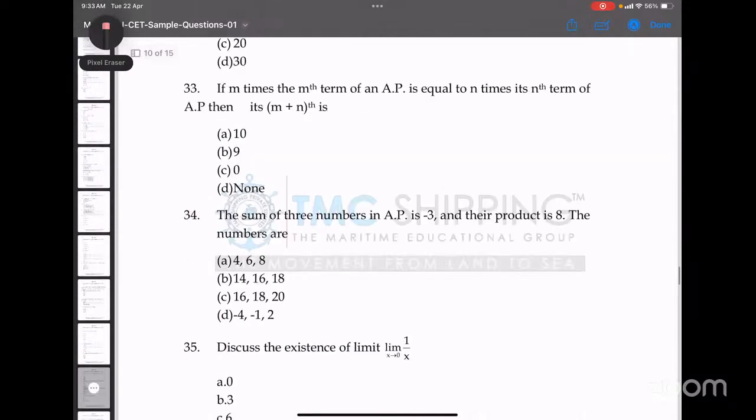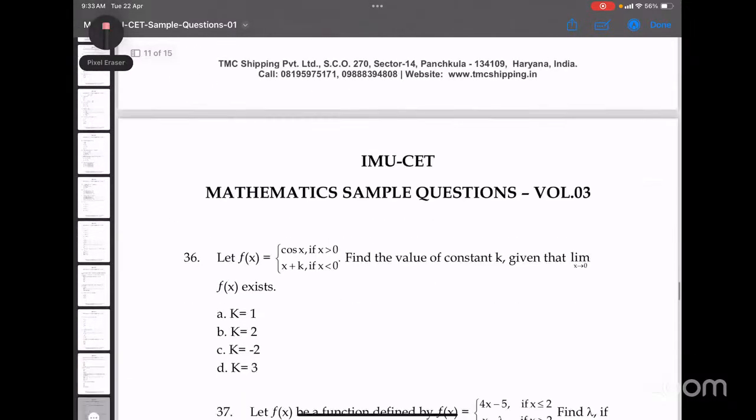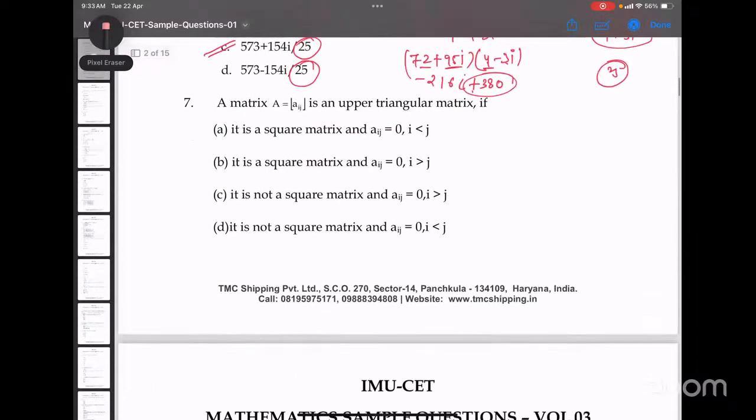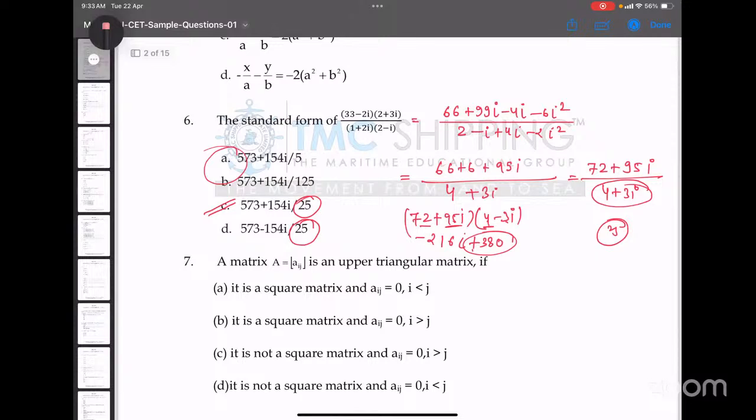Sir, I think the options are misprint. Options are wrong. Yes, sir, because 380 minus 216 gives 164. How much? 164. And it is 154, right? Yes, sir. Okay, so it will be 164.